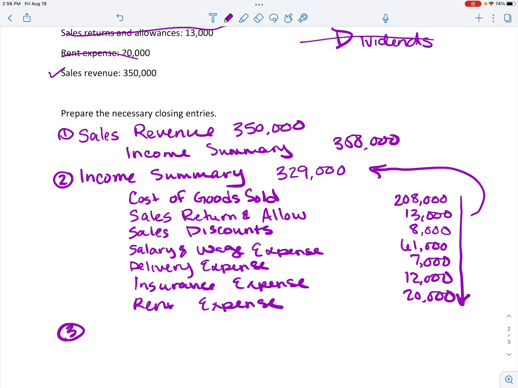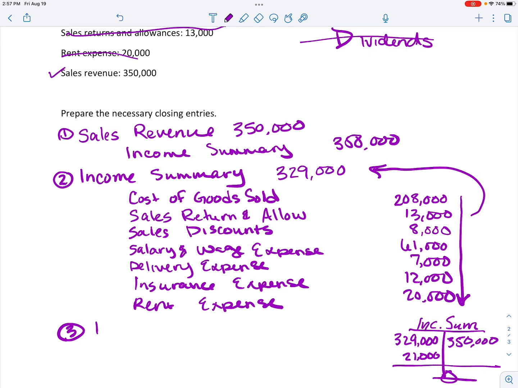To close out our income summary, we have to figure out if we have a debit or credit. Here's my income summary account. In the T account form, I first had a credit of $350,000. I can't even read my own writing. Sorry about that. Then I have a debit of $329,000. In order to get this to go away, I want to make these even. So I know I need to add $21,000, which would give me a total balance of 0.